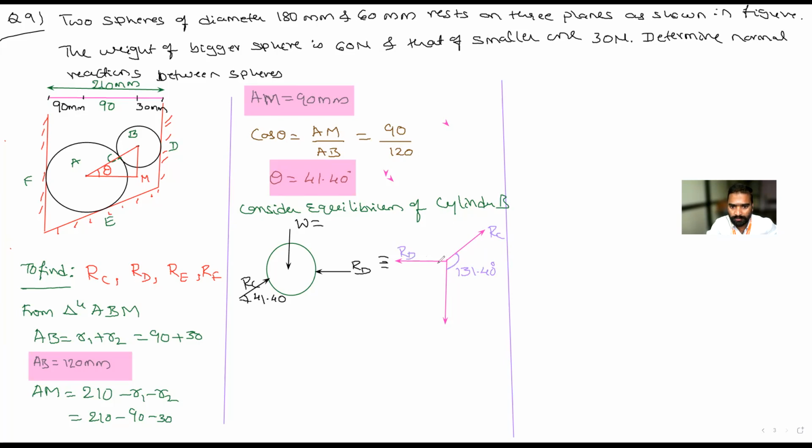Next, this is RD. RD with respect to vertical, this is 90 degree. Next, this is weight. What is the weight of the smaller cylinder? That is 30 Newton is given. Correct. Next, I will apply Lami's theorem.